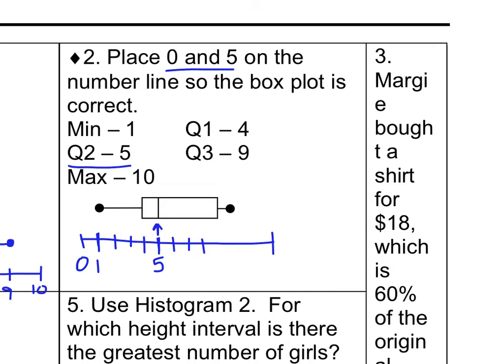Now quartile 3 is at 9, so that should be about 9. 6, 7, 8, yep, there's 9. And then I would say that the maximum is 10, yep. And so my number line actually matches up with it pretty well if I do this right. If for some reason my number line goes to 13, that's fine. Who cares? And then quartile 1 would be at 4.